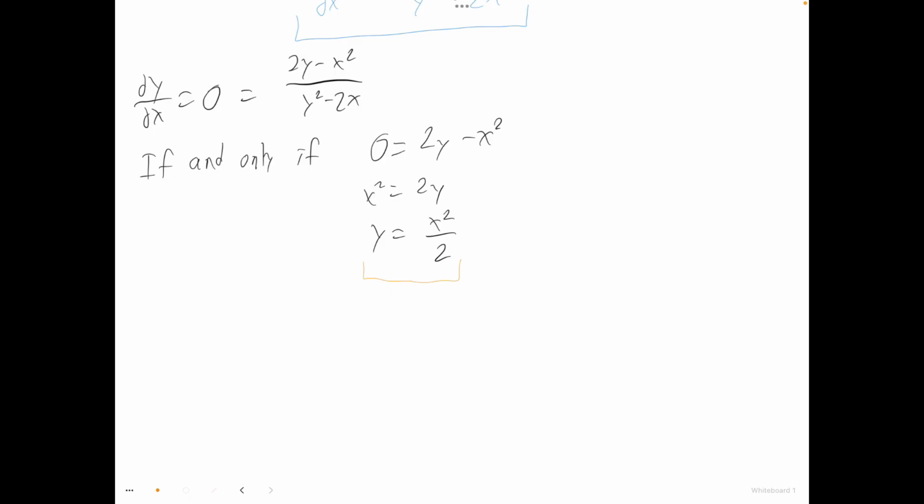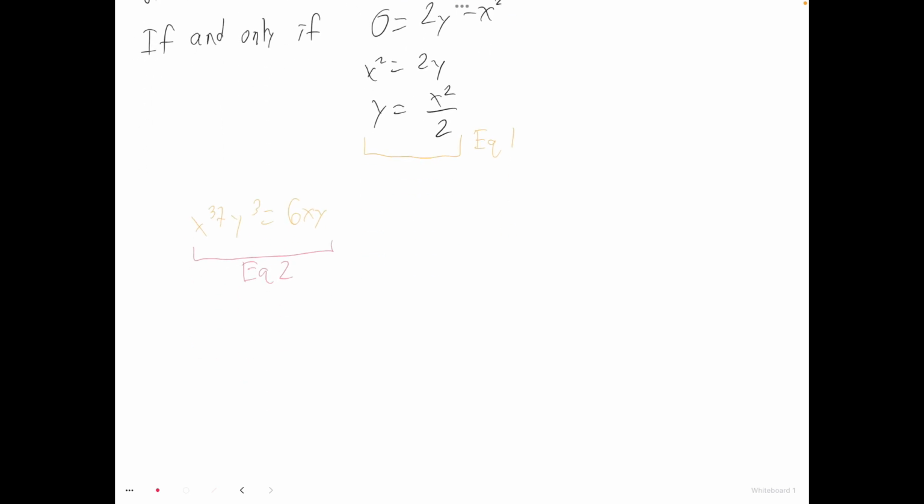But we're going to plug this into our original equation to figure out what x and y actually are. Because remember that our original equation said that x cubed plus y cubed must equal 6xy. So we're going to plug this in for y and then figure out what x has to be. And so we're just solving a system of equations. This is equation 1, and this is equation 2. This is something that you do in college algebra sometimes, and that's all we're doing here.